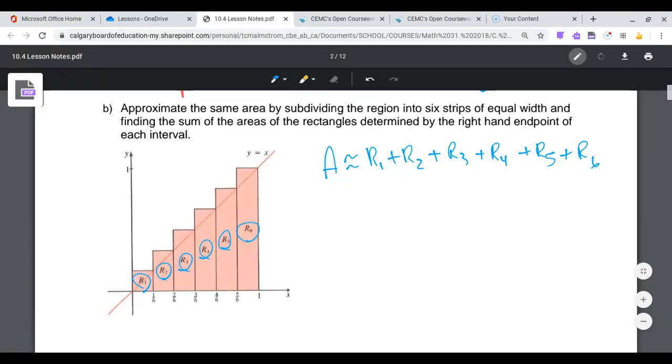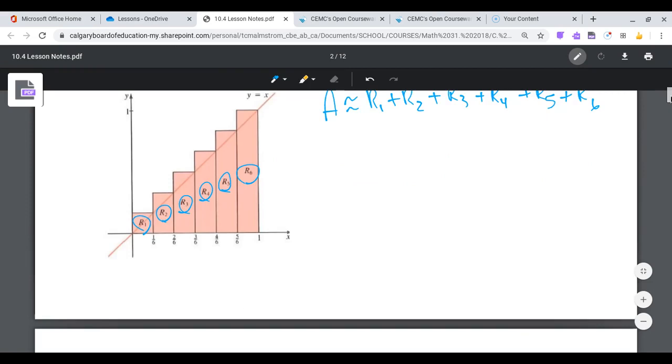In order to do that, I need to figure out what the width of each of those rectangles is and multiply by each of their individual heights, which is different. The width is the same. So the width is that change in x, which would be 1 minus 0 over the number of rectangles, which is 1/6, which you can clearly see on this diagram in the first one, but just to show you how the formula works. So every rectangle has a width of 1/6.